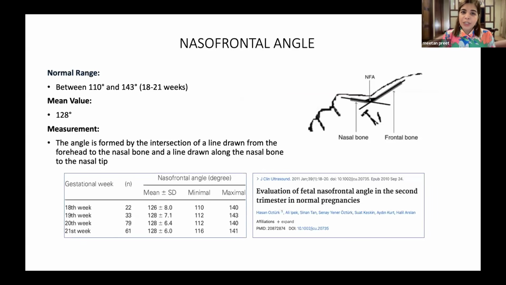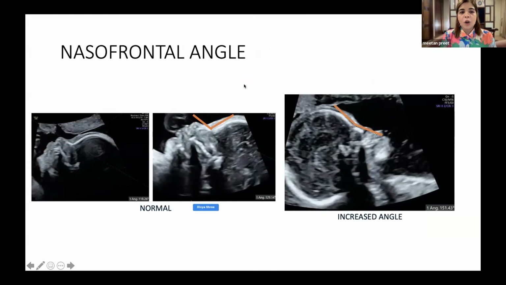If we get to objectification, we see the nasofrontal angle or the frontonasal angle. The normal range of this angle is between 110 and 143, the mean value being 128. This angle is formed by the intersection of the line which is drawn from the forehead to the nasal bone and a line that is drawn from the nasal bone to the nasal tip. Mind you, there's only one article for nasofrontal angle and it is just focusing on the group between 18 to 21 weeks. Now, this is how we take a normal nasofrontal angle, 118 normal, 129 normal, whereas this is an increased nasofrontal angle signifying a Binder's phenotype.